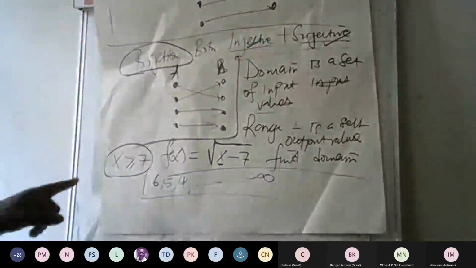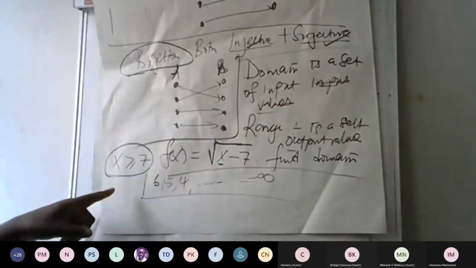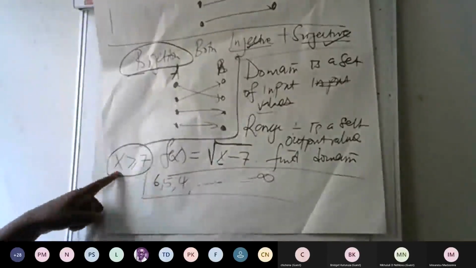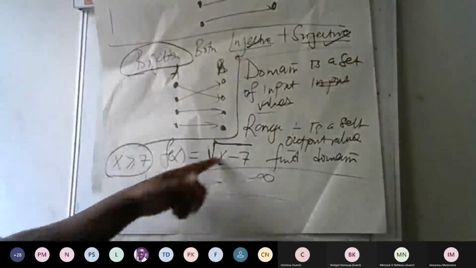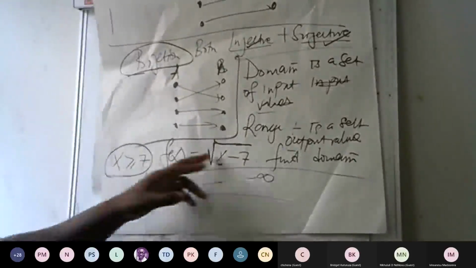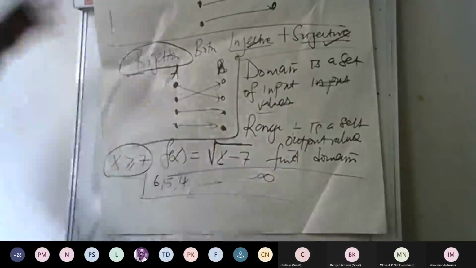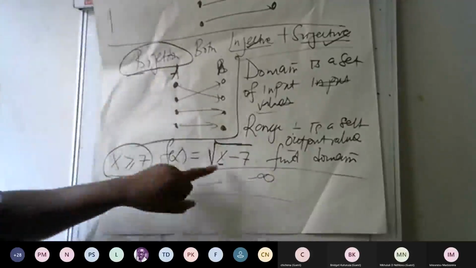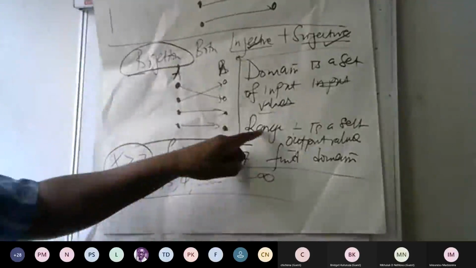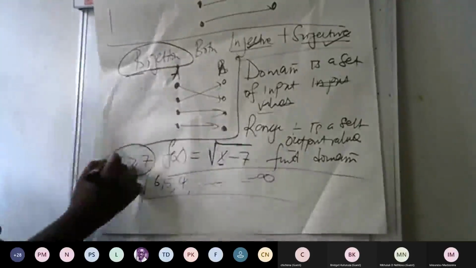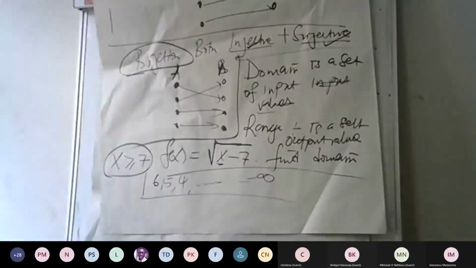So for this function, what input values am I putting? I'm putting x greater than or equal to 7, which means I can have 7, it's 0. I can have 8, 9, 10, as we go on like that. Then this function is defined in that range. So I can generalize my domain to just say that x should be greater or equal to 7.